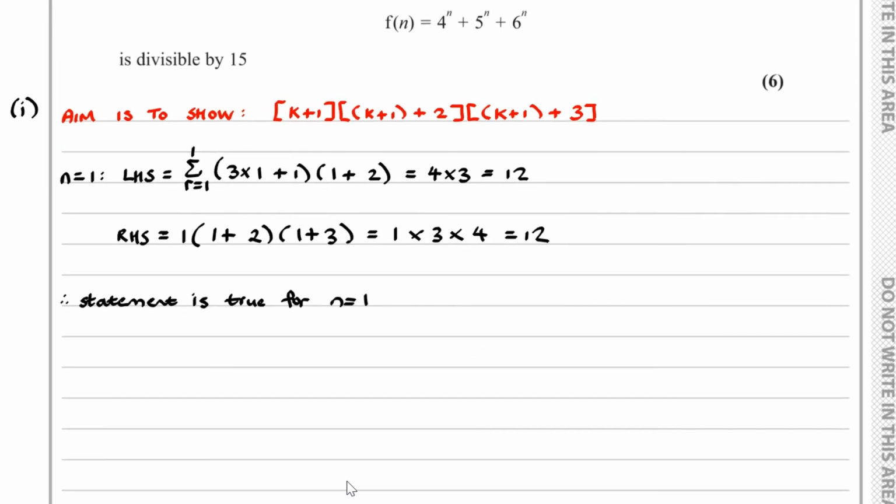And our next step is to assume that the result is true for n equals k.